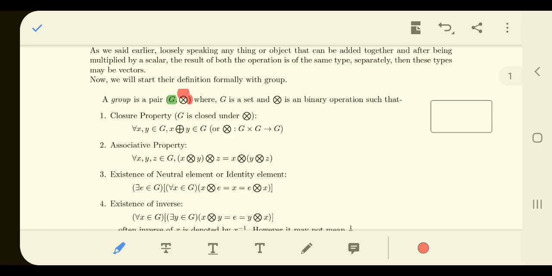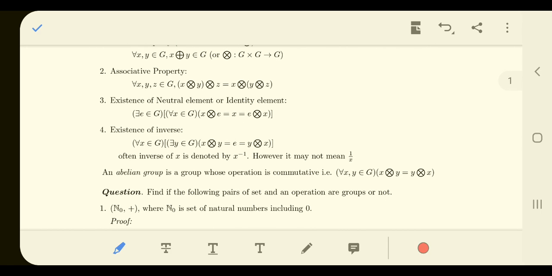So if these conditions are fulfilled, then we say that it's a group. Further, if the order of doing the operation, so x operated y or y operated x, does not matter, then it is called an abelian group. That's called the commutative property. So if it has the commutative property above those four properties, then it is called an abelian group.